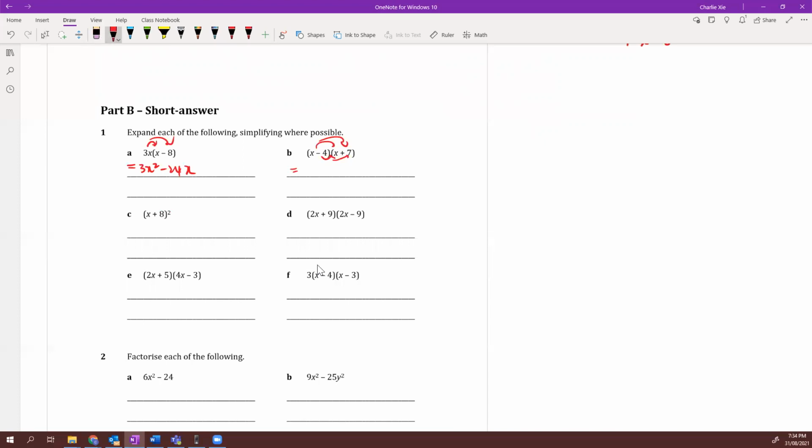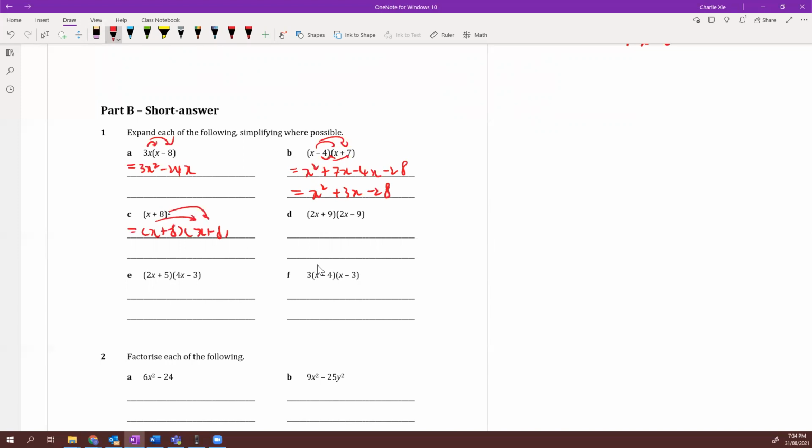Okay. x squared, x times 7 is 7x, minus 4 times x is minus 4x, minus 4 times 7 is minus 28. So x squared plus 3x minus 28. Okay, next one. This is like x plus 8 times x plus 8.